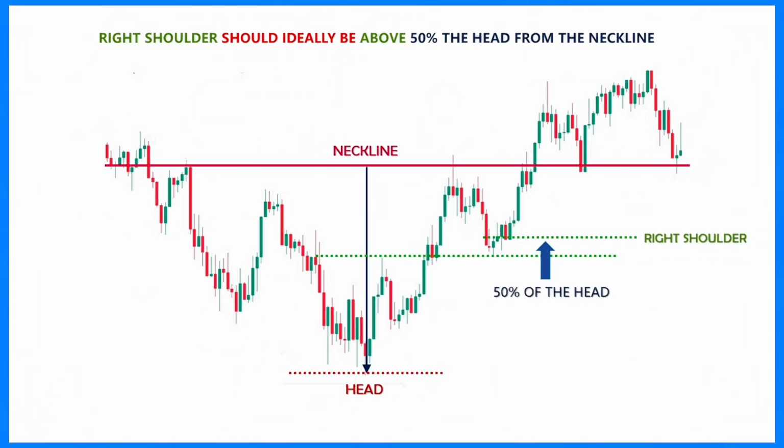A good rule of thumb: the right shoulder should ideally form above 50% of the head's depth. This helps confirm that buyers are still strong and that the breakout has higher probability to sustain.